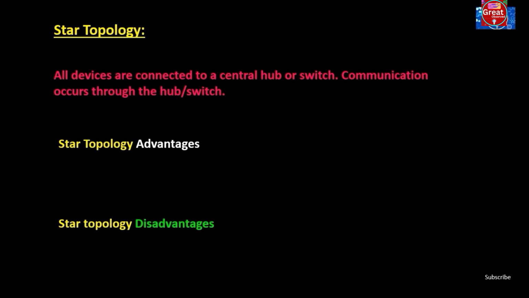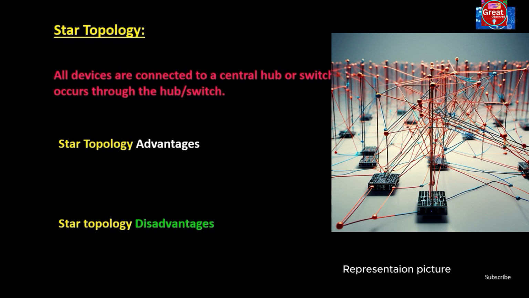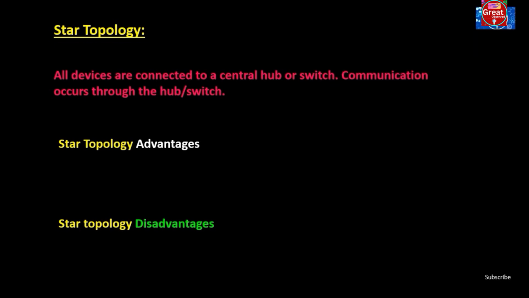Star topology disadvantages. Despite its advantages, star topology has drawbacks. If the central hub fails, the entire network may be disrupted. Additionally, the cost of implementing and maintaining the central hub can be higher compared to other topologies, and system performance may degrade as more devices connect to the hub.